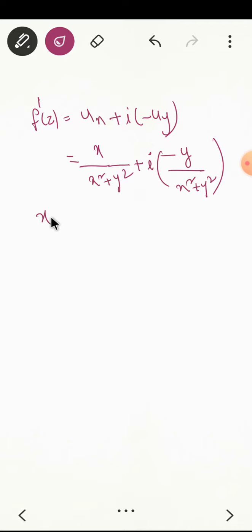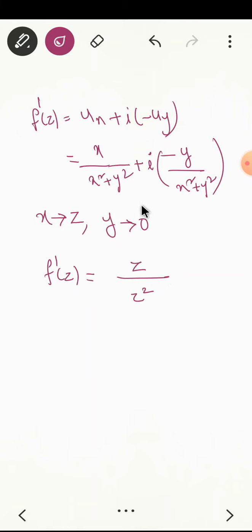Now what we have to substitute? x tends to z, y tends to 0. Come on, substitute. f dash of z will become z by z square plus 0, plus i into minus 0 by z square plus 0. Okay, then this entire thing will be 0. So you have got only f dash of z as 1 by z.